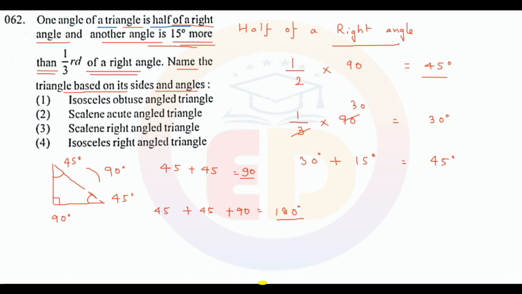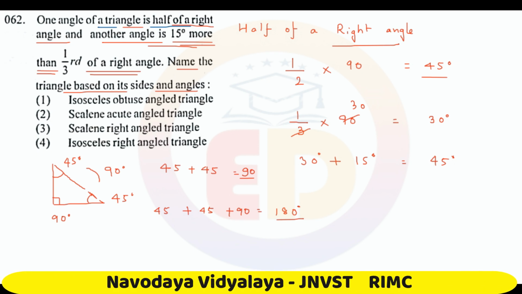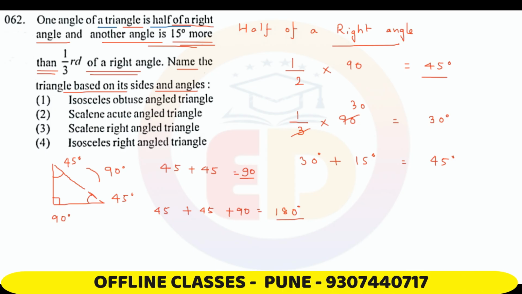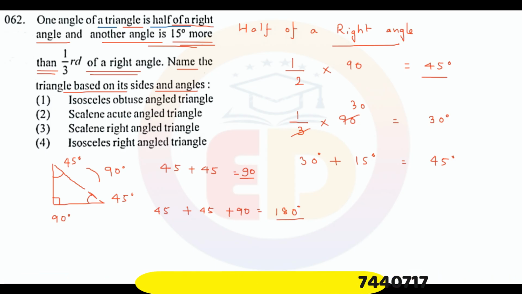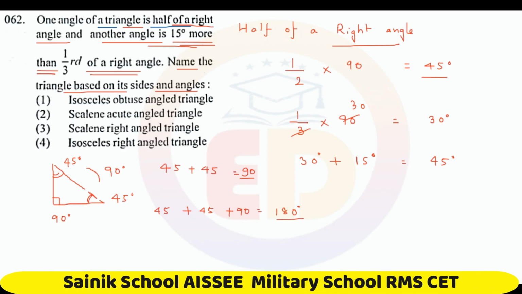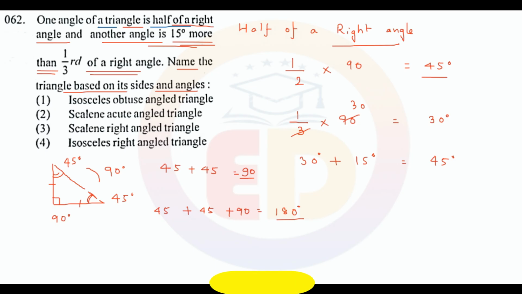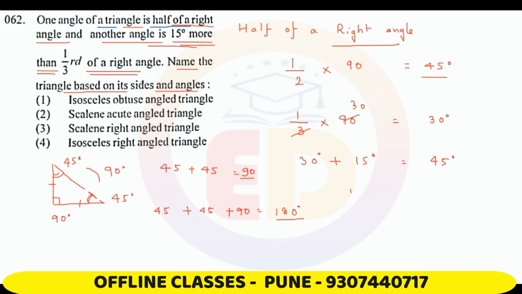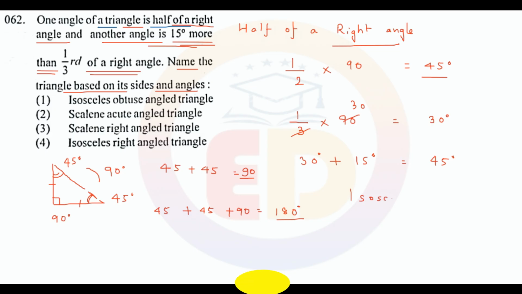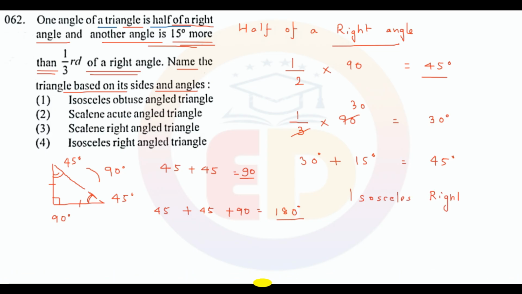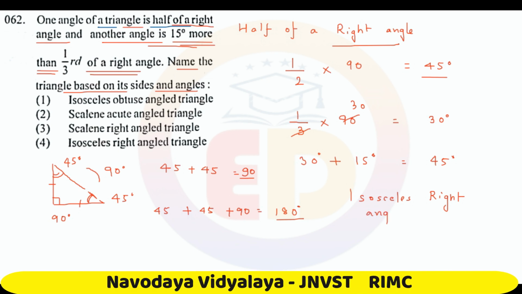And now they are asking what kind of triangle is this. Now remember friends, when one of the angles of a triangle is 90 degree or a right angle and the other two angles are same, means the two arms are also same, means it has two equal sides, and such type of triangle is called isosceles right angled triangle.